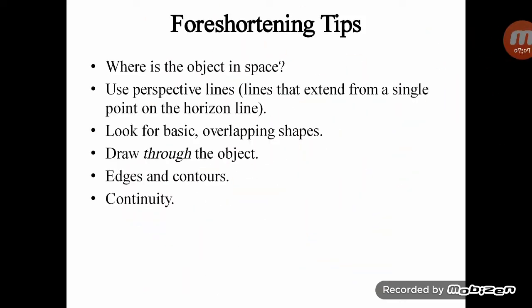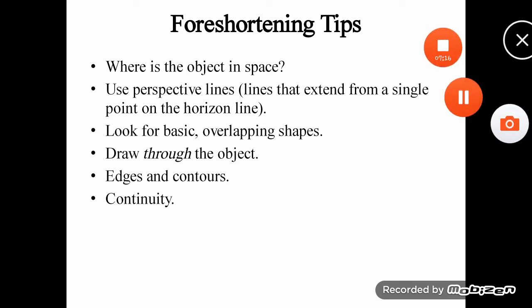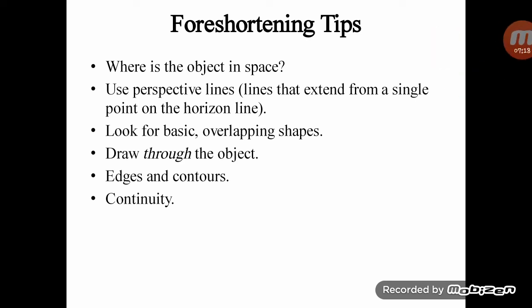Look for basic overlapping shapes. Foreshortening is easier to comprehend if you break the object down into basic shapes. Draw through the object. Imagine the object is transparent. Allow your pencil to draw through the object, following the contours over, under and around. This will help you better understand the form of the object and how it is positioned in space.